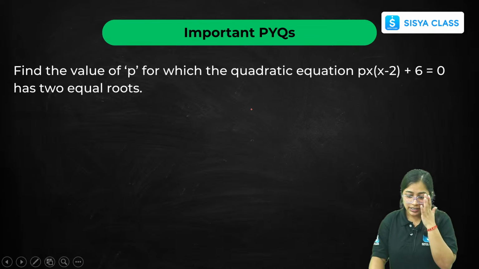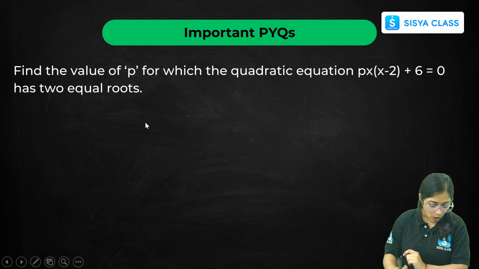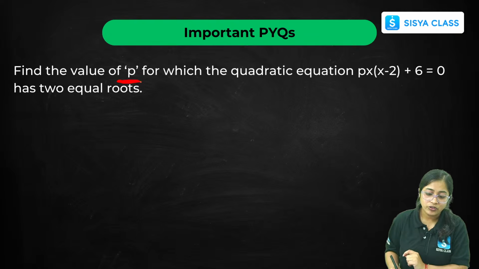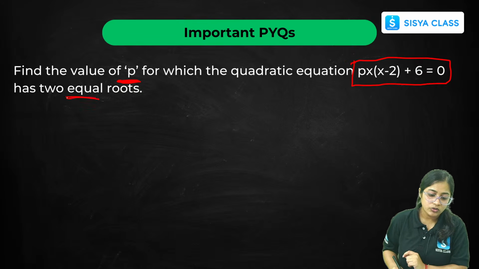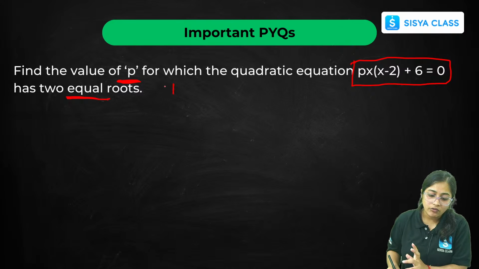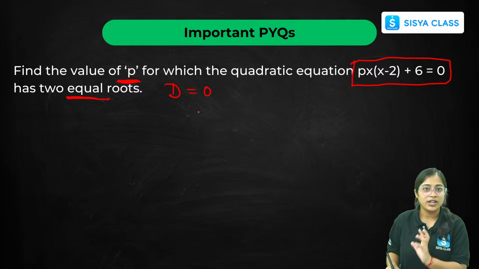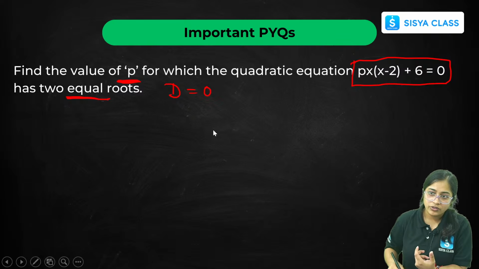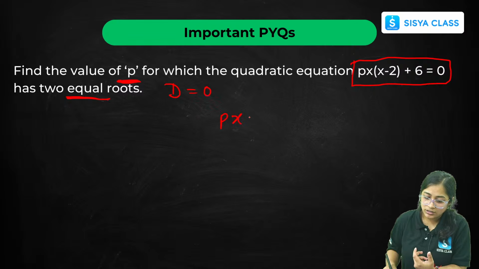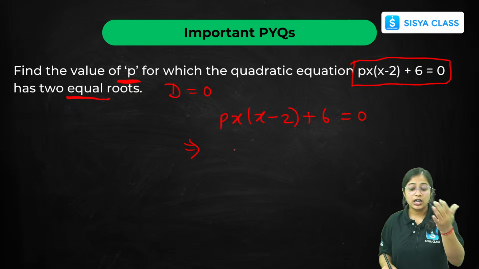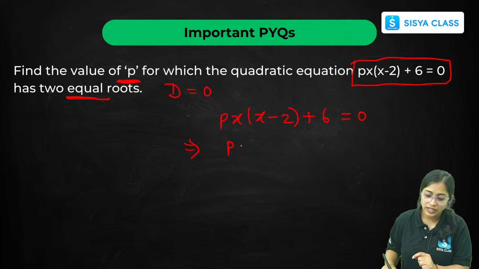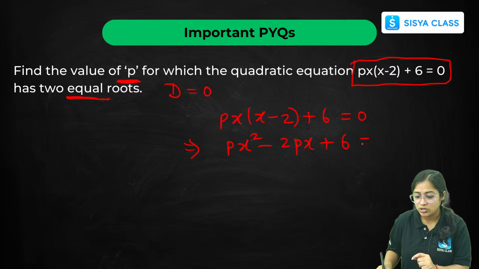Now let's see another question. Find the value of p for which this quadratic equation has two equal roots. When the value of the discriminant is 0, then we have two equal roots. So we have this equation px(x minus 2) plus 6 equal to 0. From here just convert it into a quadratic equation. So you will get px square minus 2px plus 6 equal to 0, right?